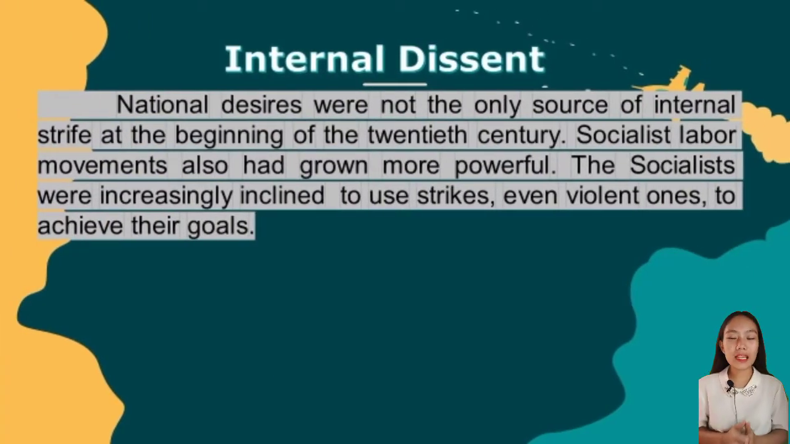So let us now move on to internal dissent. National desires were not the only source of internal strife at the beginning of the 20th century. The socialist labor movements had also grown more powerful. The socialists were increasingly inclined to use strikes, even violent ones, in order to achieve their goals. Some conservative leaders, alarmed at the increase in labor strife and class divisions, feared that European nations were on the verge of revolution. In the view of some historians, the desire to suppress internal disorder may have encouraged various leaders to take the plunge into war in 1914.